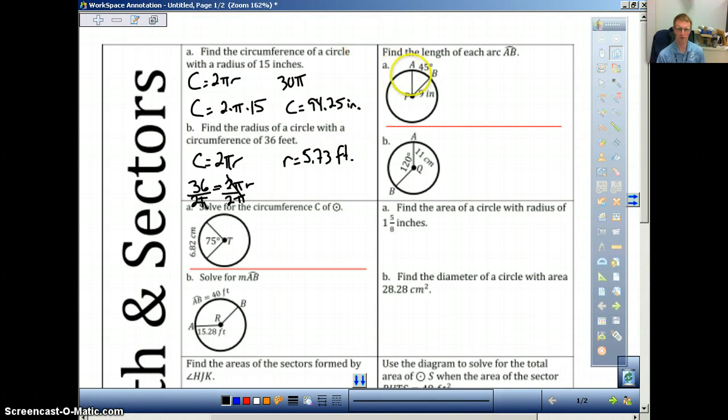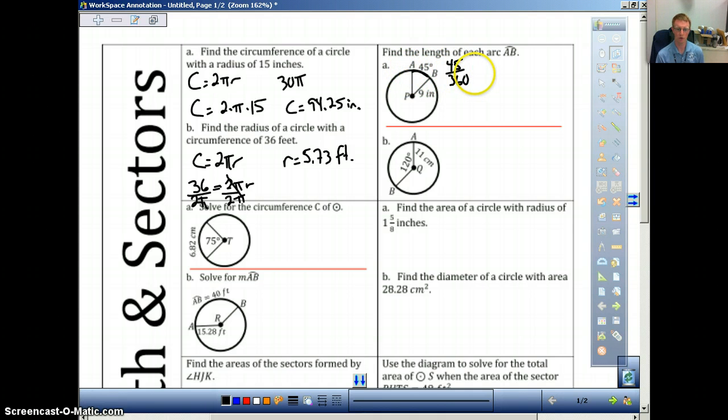Let's look at this example right here. This is finding the length of the arc. We want this length right here. We know that it's 45 degrees. The way that I look at this is, this arc, or this section, takes up 45 of 360. Because it takes up 45 of 360, that's a fraction of this circle.